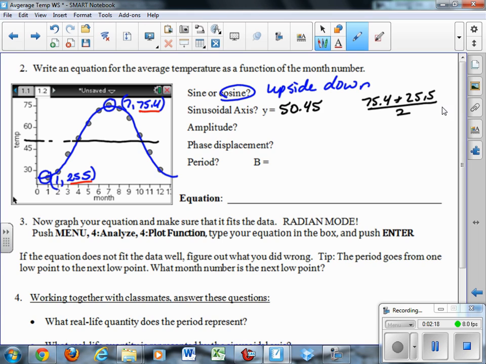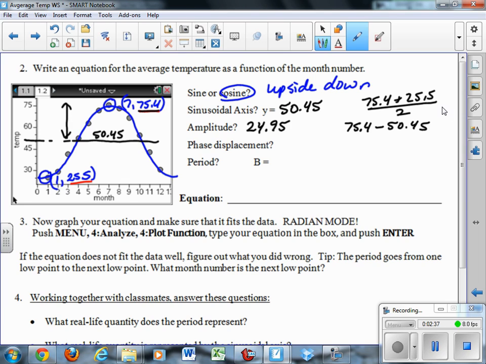The amplitude is just the distance then between the 50.45 and the 75.4. So we take 75.4 minus 50.45 and we get 24.95.